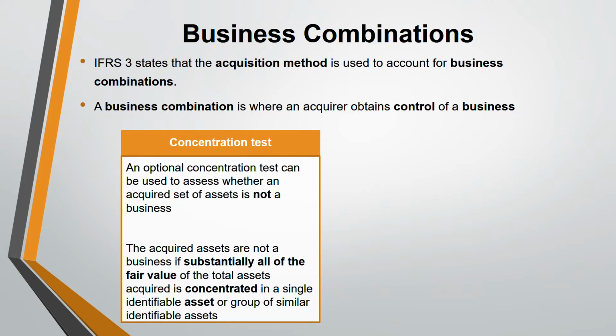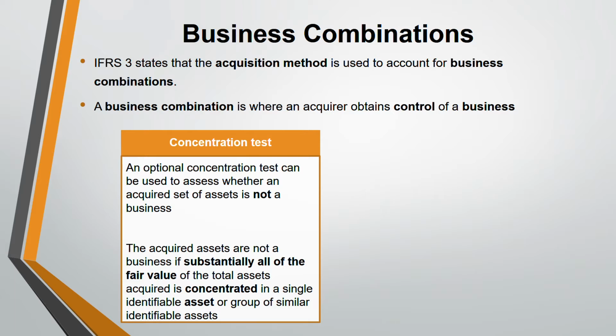If you see the value of a single asset or a group of similar assets, substantially all of the fair value is in that one particular asset, you're understanding? So it is an acquisition of an asset, not a business. Because the fair value is concentrated in one asset. If you check the fair value of the total assets, and substantially most of it is concentrated in one particular asset, it is not a business combination. It's acquisition of an asset.